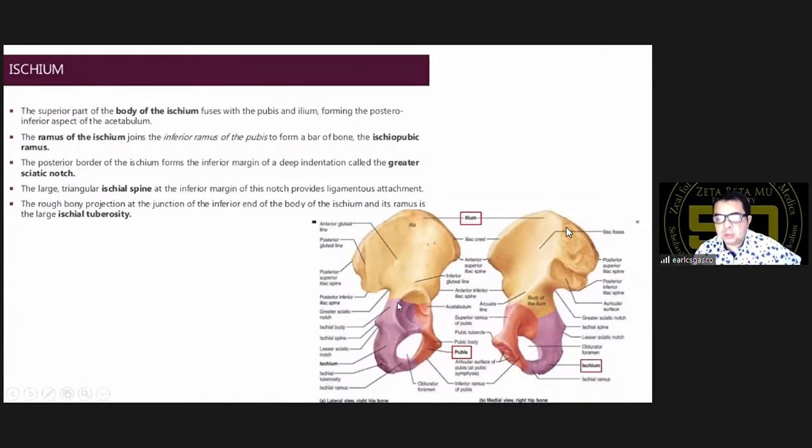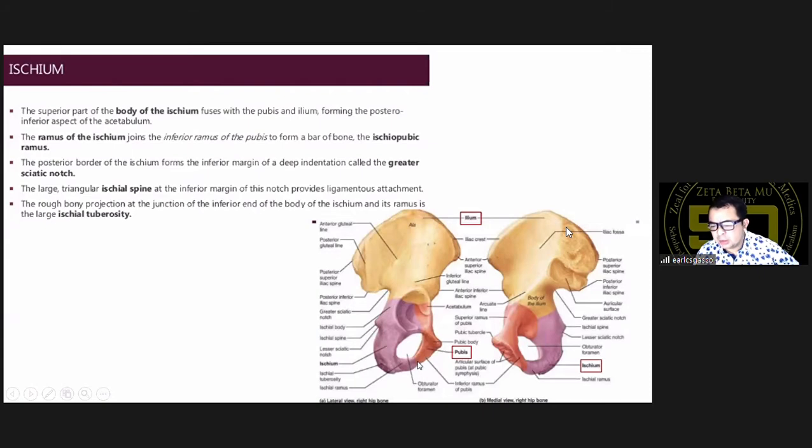Next, we go to the ischium. This is your ischium. The superior part of the body of the ischium fuses with the pubis and the ilium to form the posterior inferior aspect of the acetabulum. The ramus of the ischium joins the inferior ramus of the pubis to form what we call the ischiopubic ramus, one long bar of bone.